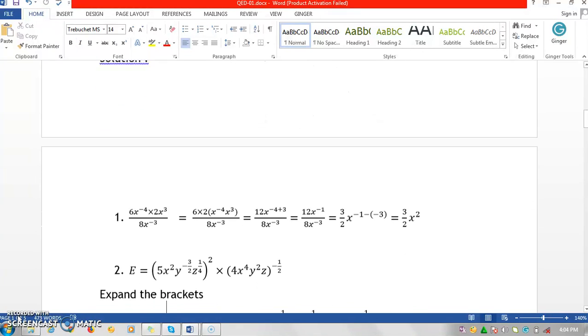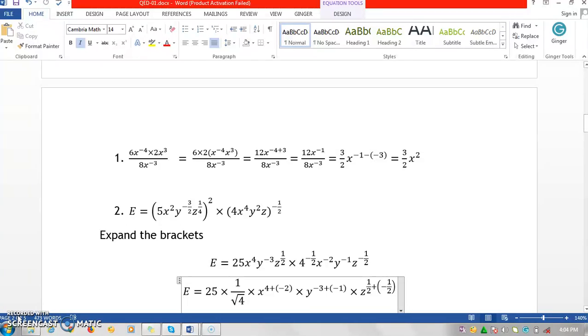Let's see the solution to the first example. Since it is multiplication in between them, we just multiply 6 times 2, which is 12. Then x, since it's multiplication in between them, we add their powers. That will be minus 4 plus 3, and minus 4 plus 3 is minus 1. And what we have in the denominator is 8x raised power minus 3.